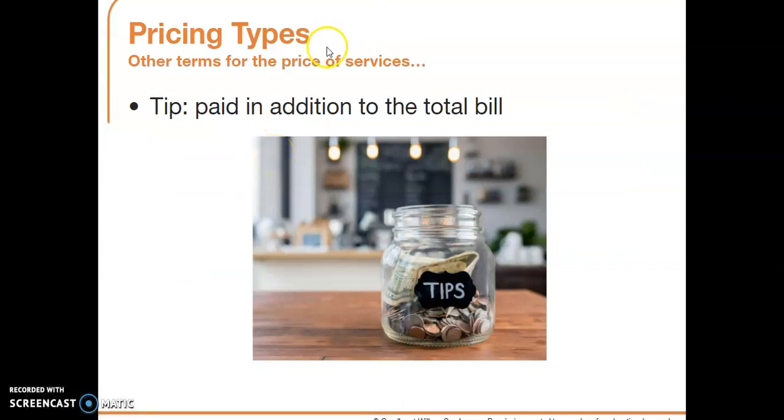Now, there are some other types of prices and terms that you need to be familiar with as far as pricing goes. A tip, it's not going to be called a price. A tip is paid in addition to the bill. So obviously this is, if you go to a restaurant or you have a service where you give extra money for extraordinary service, that is paid in addition to the total bill.